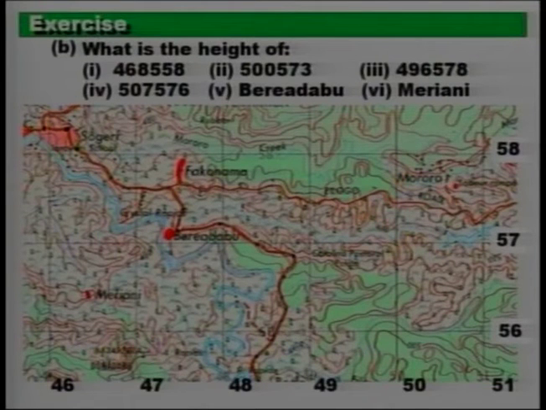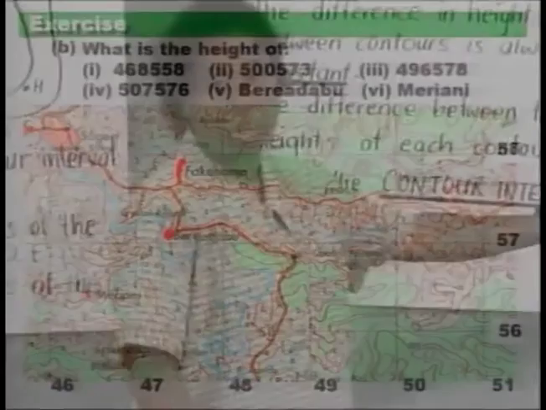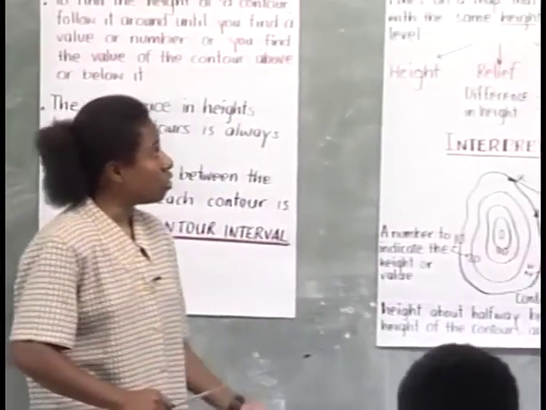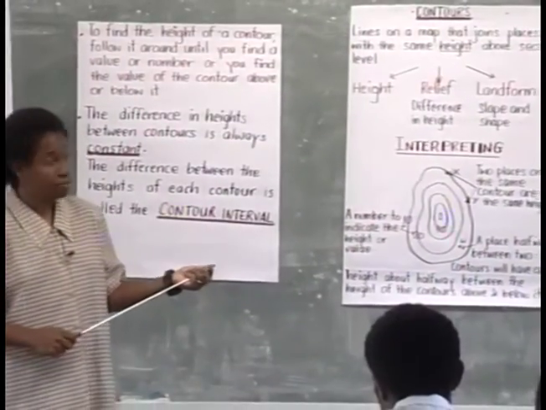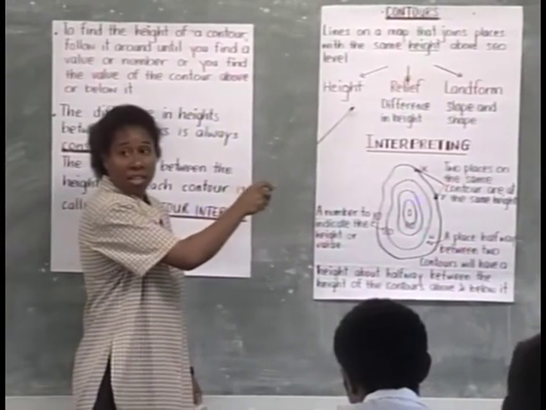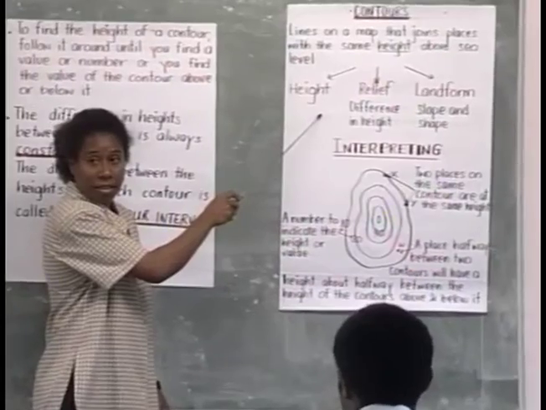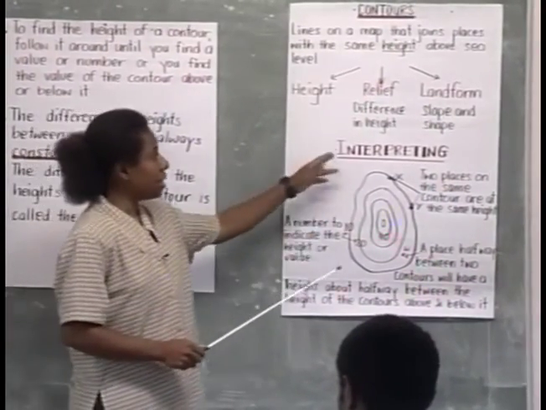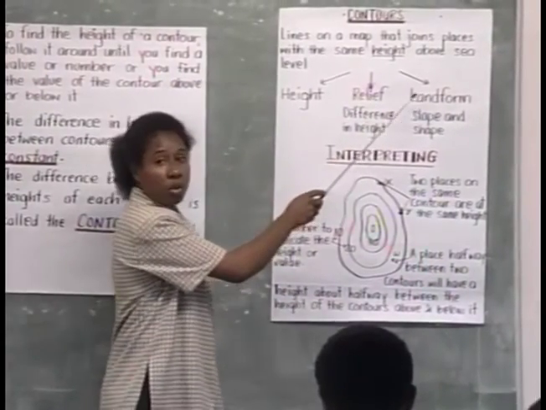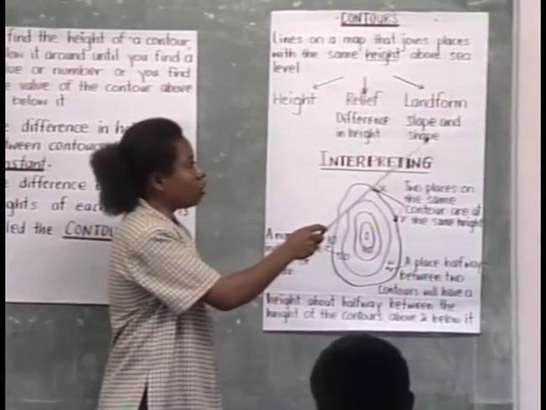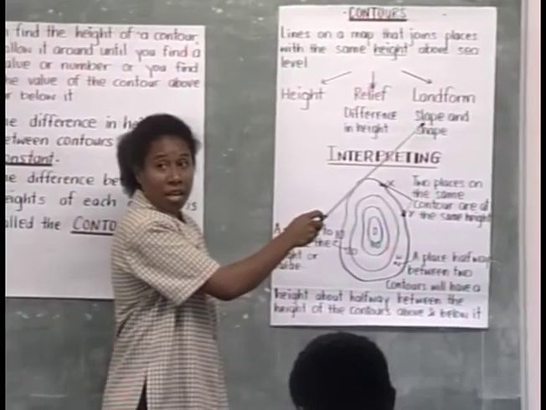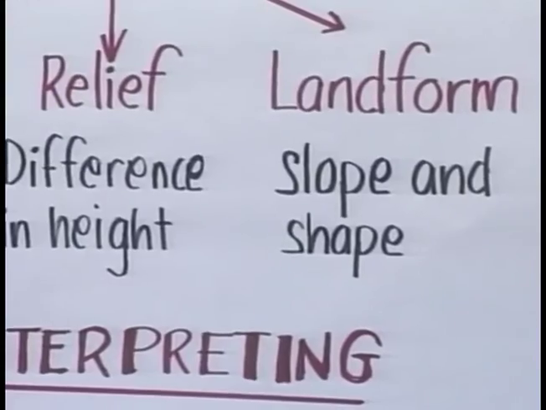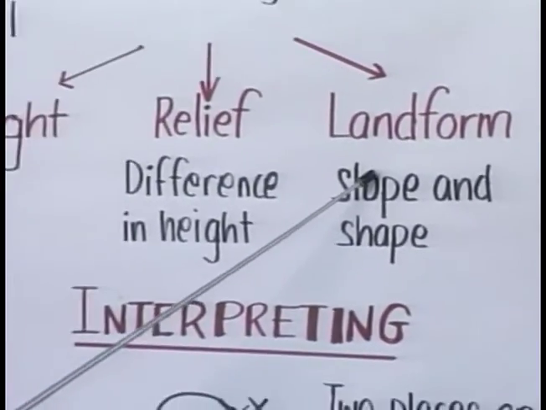Okay, class, before I conclude the lesson, just double check very quickly on what we have covered in our lesson today. Contours are lines on a map that join places of the same height above sea level. Contours show us three things. They show us the height, and that's what we have been working with today. Contours show us relief, and that's the difference in height of the land. Contours will also show us landform, and later on when we get to do calculation of gradients and recognizing contour patterns, then we will look at slope and the shape of the land. Those are the three things contours are supposed to show us.